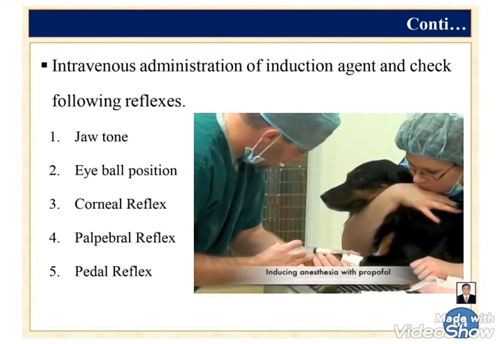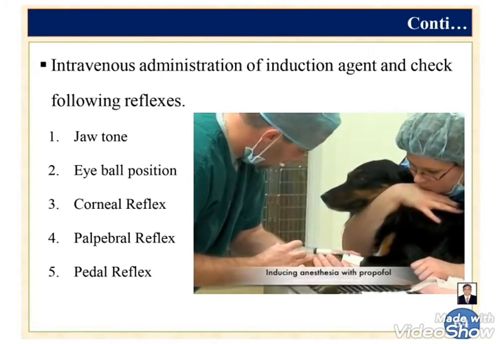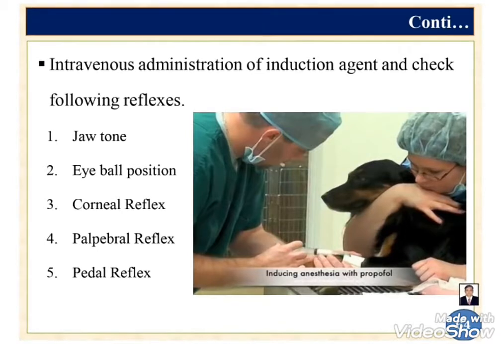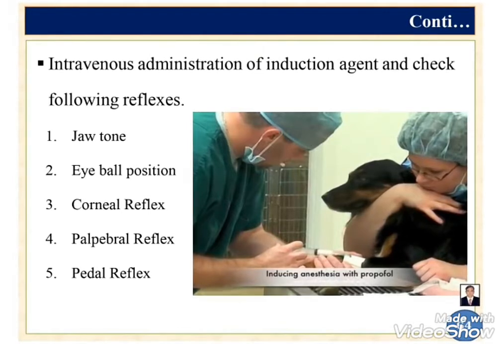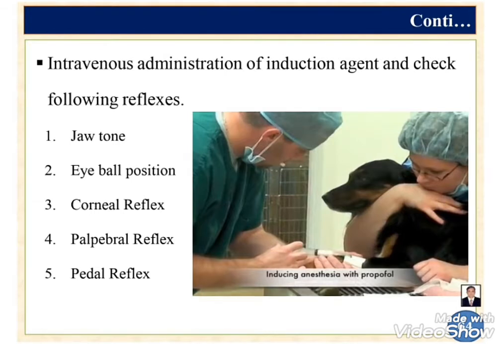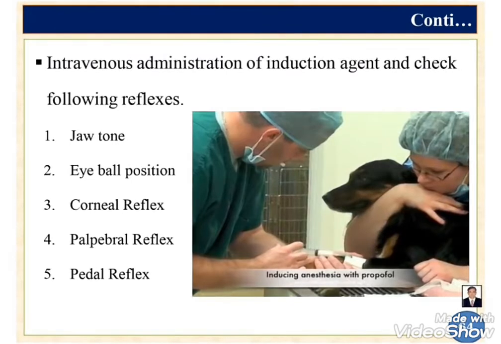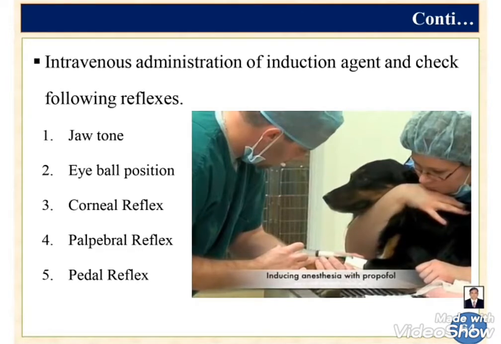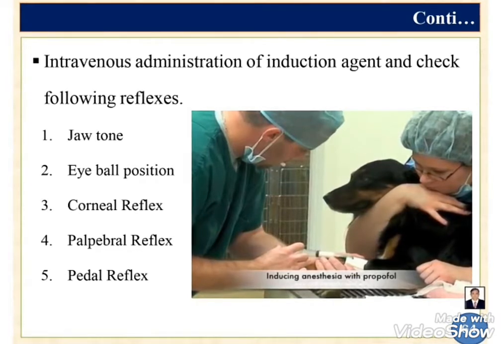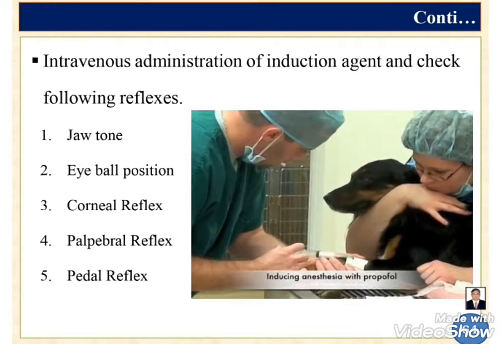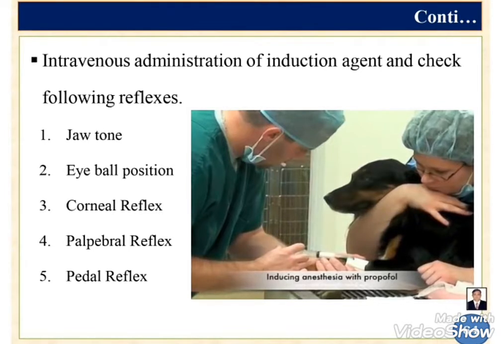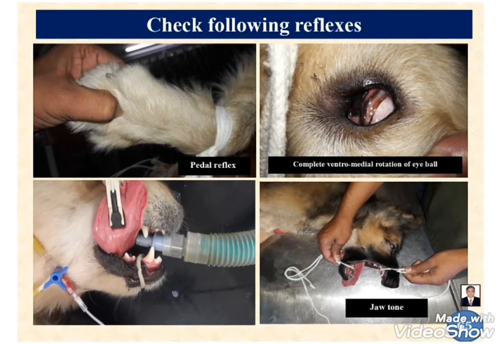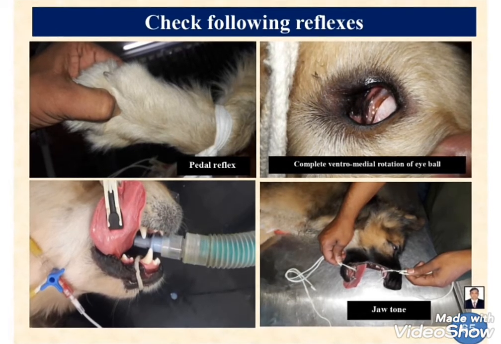So after the intravenous administration of the induction agent, check the following reflexes like the jaw tone, eyeball position and pedal reflex, which indicate the characteristics of general anesthesia. Jaw tone indicates the muscle relaxation, eyeball position, corneal reflex and palpebral reflex indicate the depth of the anesthesia, and the pedal reflex indicates the pain status of the animal. After all the reflexes are completely abolished, then start the endotracheal intubation.